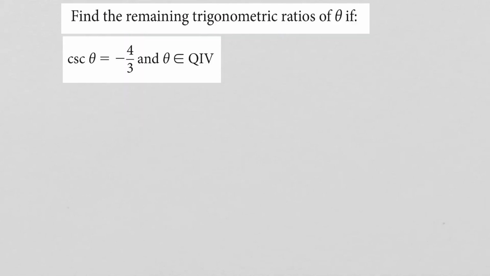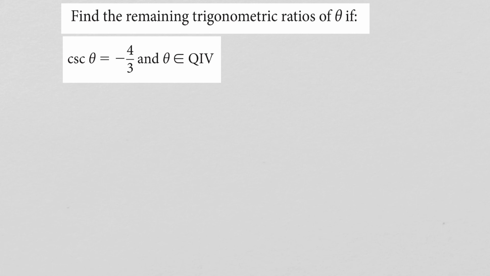One last example, just to make sure that we have this concept down. So again, we want to find all the remaining trigonometric ratios of theta if cosecant of theta equals -4/3 and theta belongs to quadrant 4. By the way, you might be noticing that I'm using words like trigonometric ratios and trigonometric functions interchangeably. That is because we can basically interchange those. So the trig ratios and trig functions, it's all referring to the same thing.